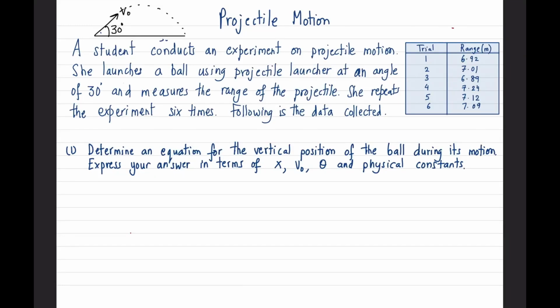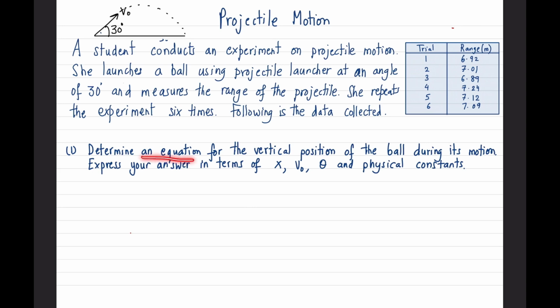In this problem, we are going to solve a free response question on projectile motion. A student conducts an experiment on projectile motion. She launches a ball using a projectile launcher at an angle of 30 degrees, as we can see in the diagram. So the initial velocity is v0 and the angle is 30 degrees. The data is also given to us in the table here.